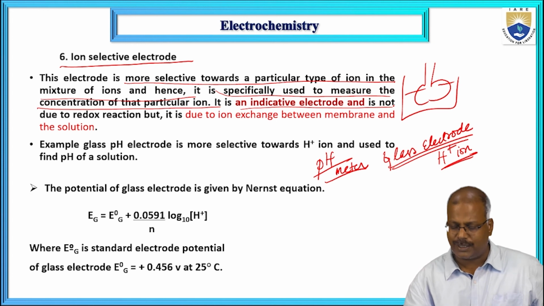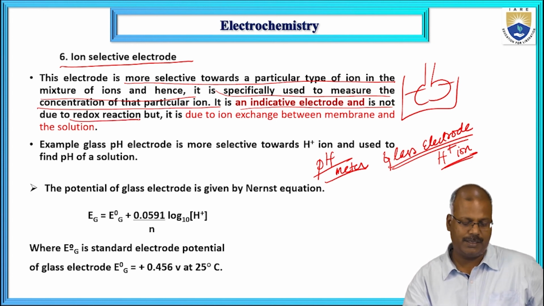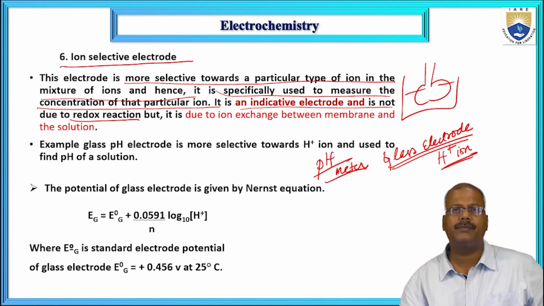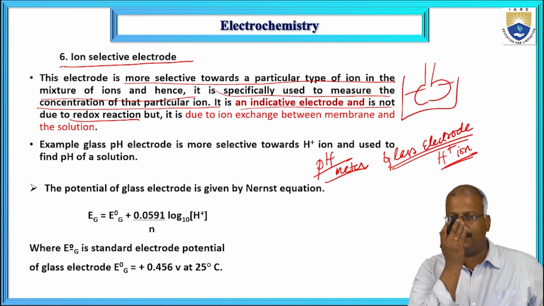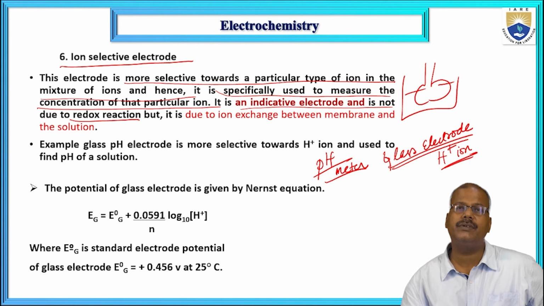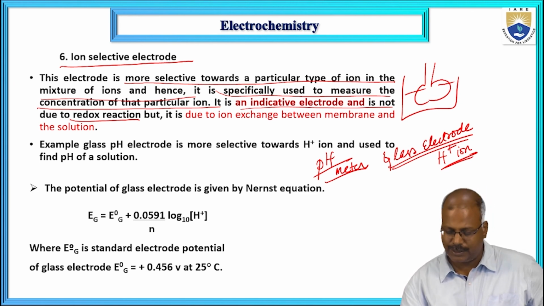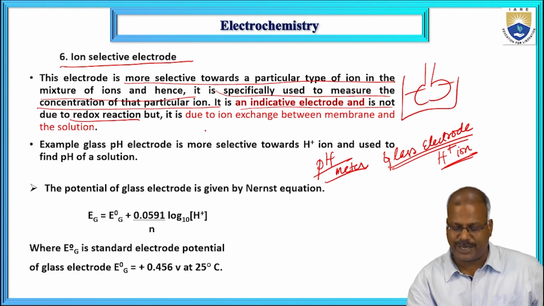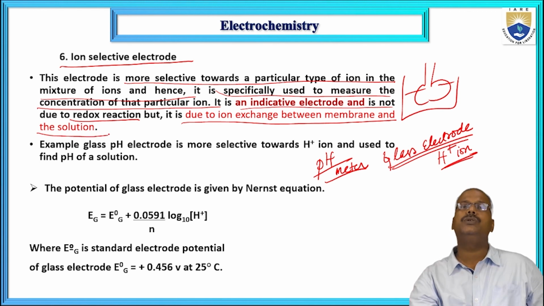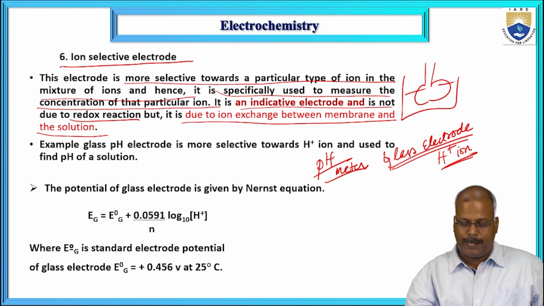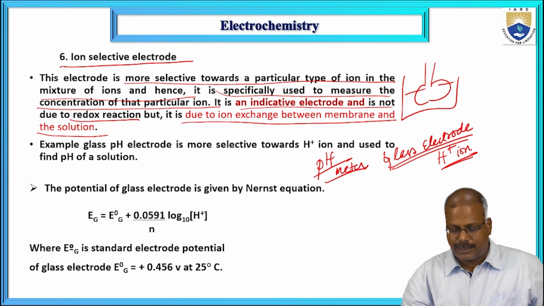It is an indicator electrode. An ion selective electrode is an indicator electrode, and it is not due to a redox reaction. We have seen that in a redox electrode, the reaction is a redox reaction. Here, in the ion selective electrode, it is not due to a redox reaction, but due to ion exchange between the membrane and the solution. We will see more in coming slides.